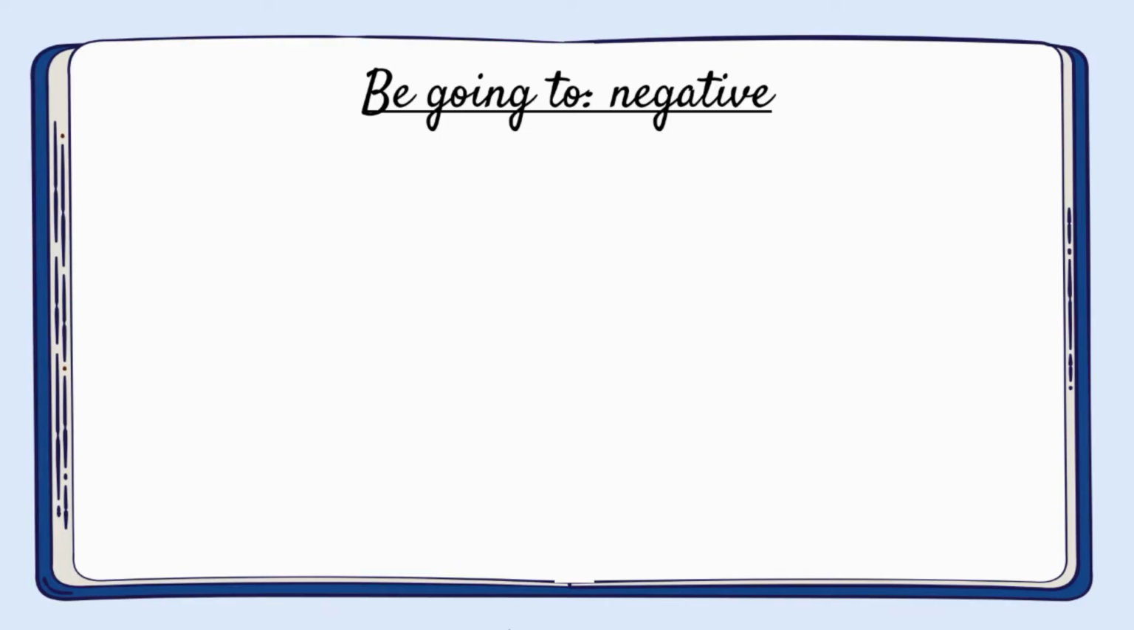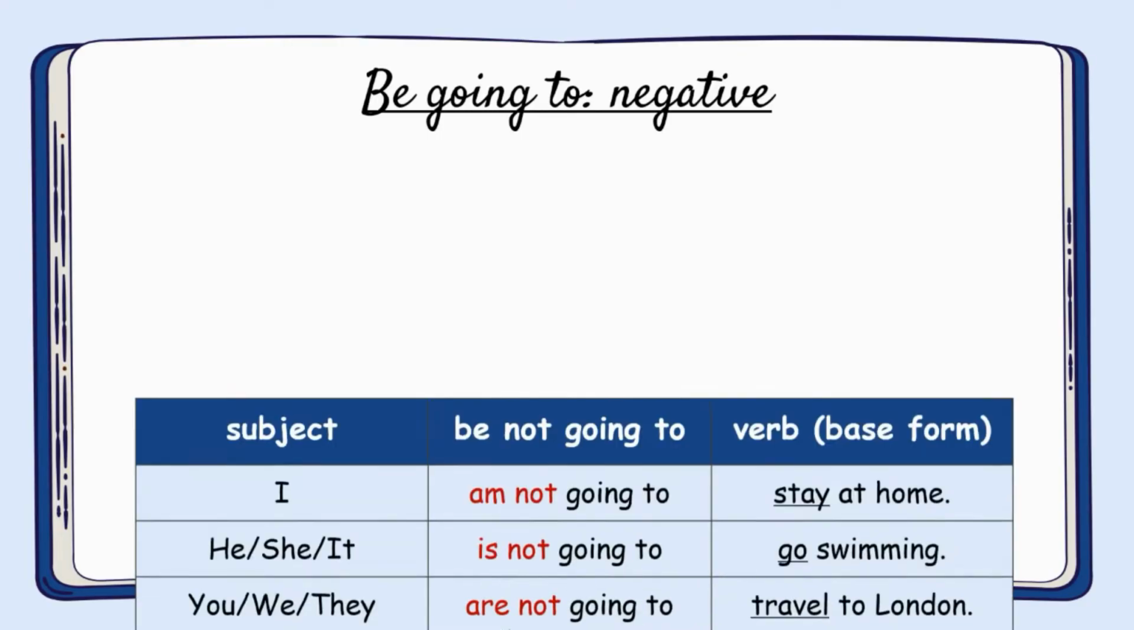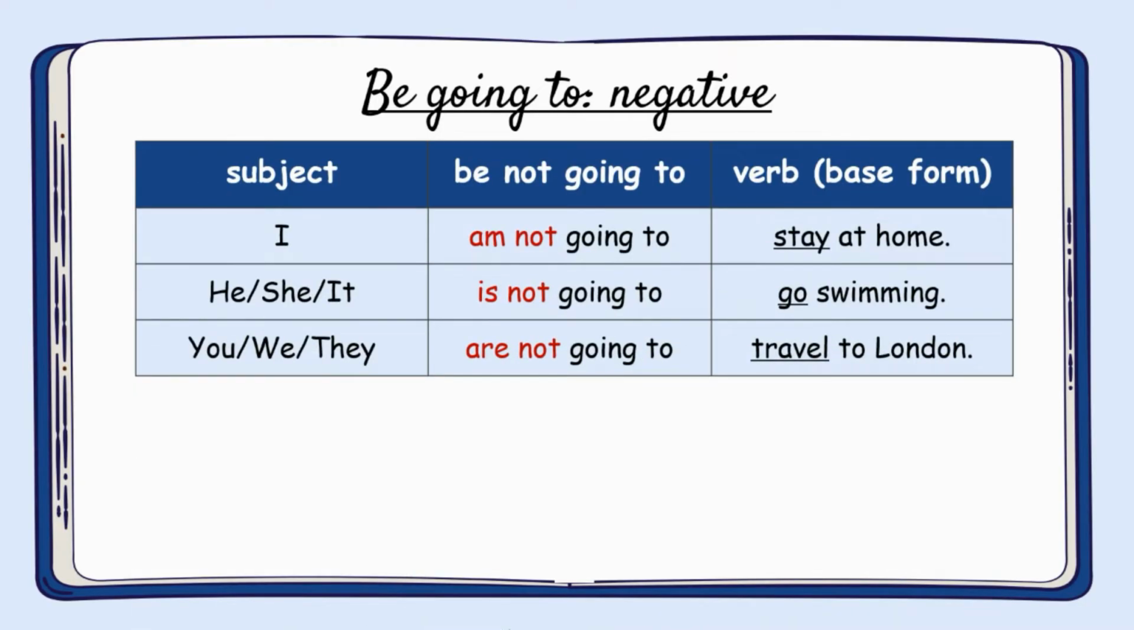We form be going to negative sentences with subject, be, not going to, and verb in the base form. For example, I am not going to stay at home. He, she, it is not going to go swimming. You, we, they are not going to travel to London.